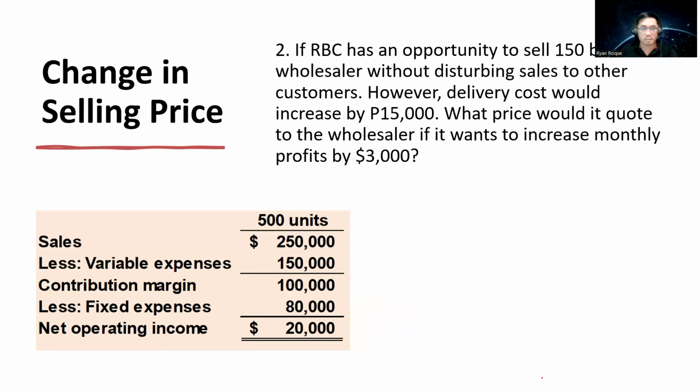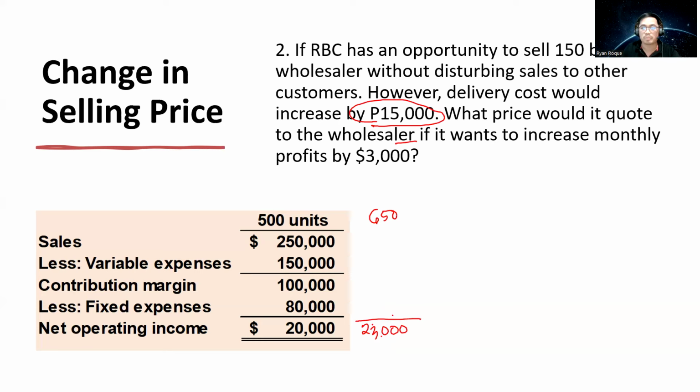So let's have the second scenario. What if this time RBC has an opportunity to sell 150 bikes to a wholesaler without disturbing sales to other customers? However, the delivery cost would increase by 15,000 because of those additional bikes. What price would it quote the wholesaler if it wants to increase the monthly profits by 3,000? So how do we do this? Let's reflect again the change in the operating income. The new operating income for 650 units would be 20,000 plus 3,000 rather, so that would be $23,000.